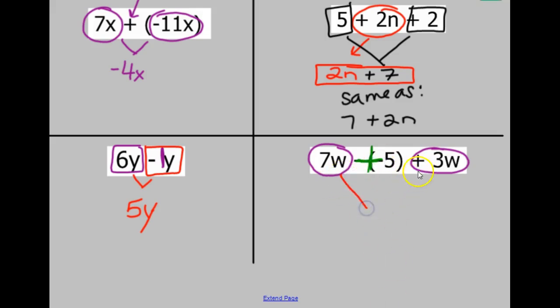So let's combine our like terms. 3 plus 7 is going to give us 10W. Like 7 watermelons plus 3 more watermelons, we have 10 watermelons. Notice the W didn't change, it stayed the same. And then this is just plus 5.